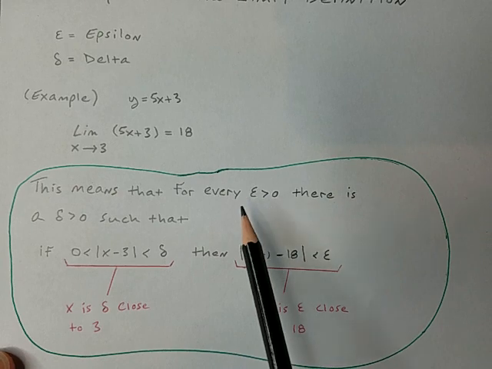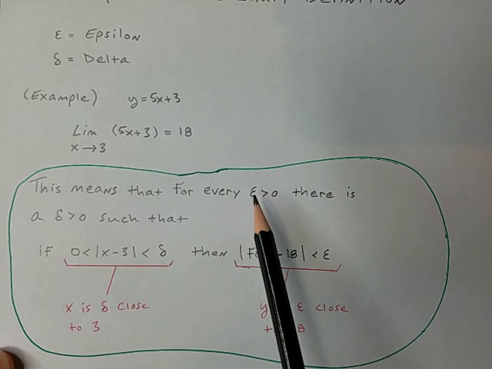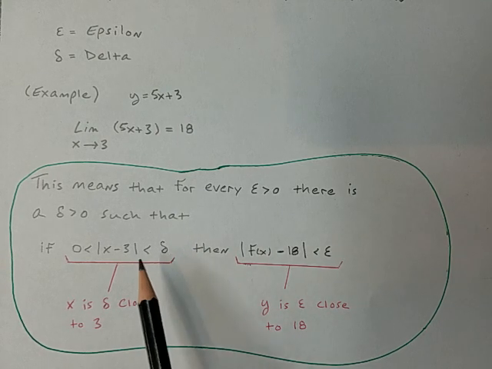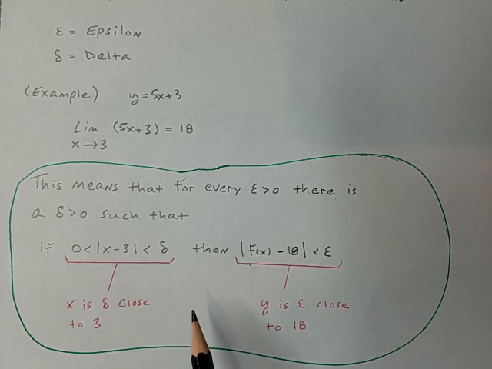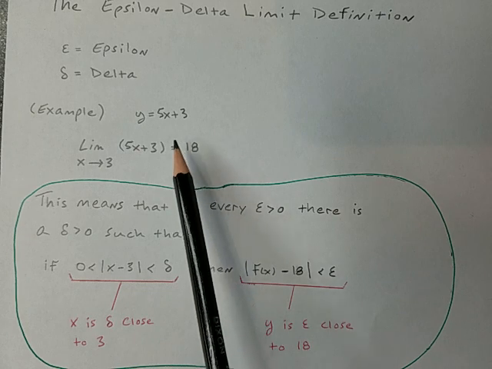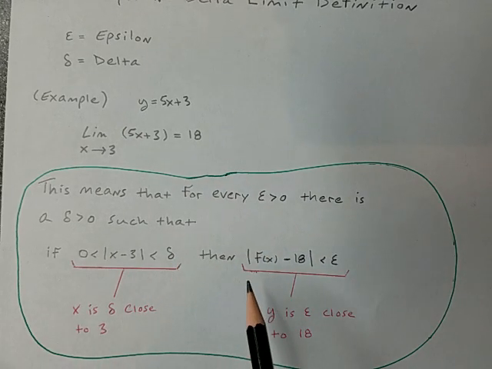It just says that no matter how microscopic that number is, there is a number, a tolerance for the x that'll put the y that close. So we want the y to be within some microscopic tolerance of 18. Well, there's a tolerance about the x that will cause that to happen.